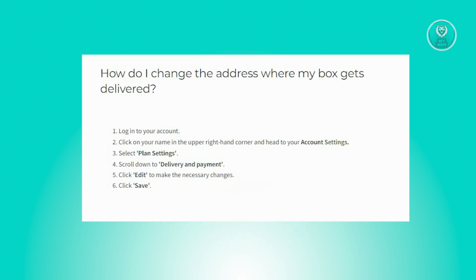Now under plan settings, you want to scroll down a bit until you see the option that says delivery and payment. Now under delivery and payment, go ahead and click on the edit to make the necessary changes on your address. Now from there, once satisfied, just click on the save button that you see on your screen, and that's about it. So hopefully this video was able to help you.